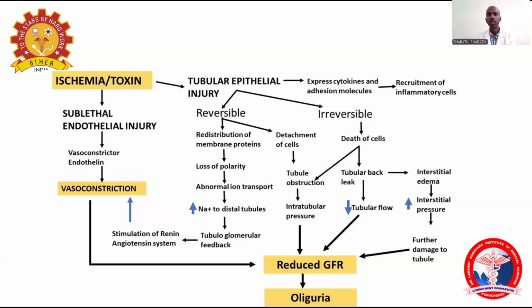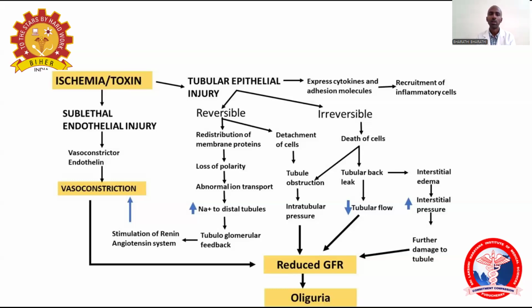Next one. Here the tubular epithelial cells are injured. What type of injury is it? Is it a reversible one or an irreversible one? Whenever there is an injury, as we all know, inflammation occurs. Any injurious stimuli can evoke inflammation. So naturally, they will express cytokines and adhesion molecules. What will these cytokines and adhesion molecules do? They in turn recruit inflammatory cells. This will result in inflammation and injury.